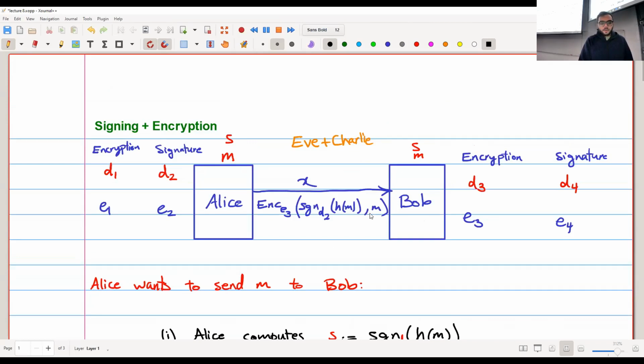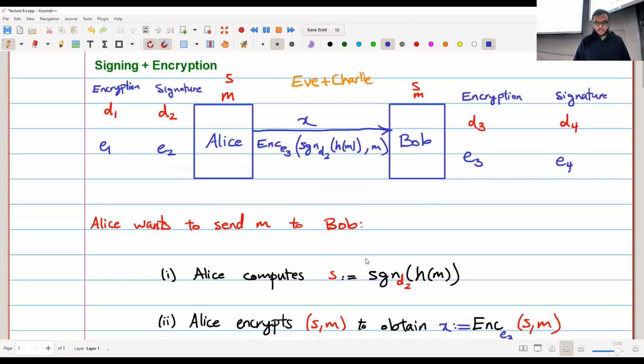Now, the opposite is just like the mirror image of this. So if Bob wants to send a message to Alice, it would be very similar. The only difference is that we're using different keys. So now we will use Bob's signature keys to do the signing, and then we will use Alice's encryption keys for the encryption and decryption.